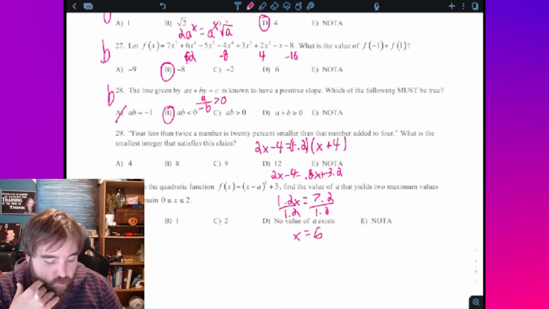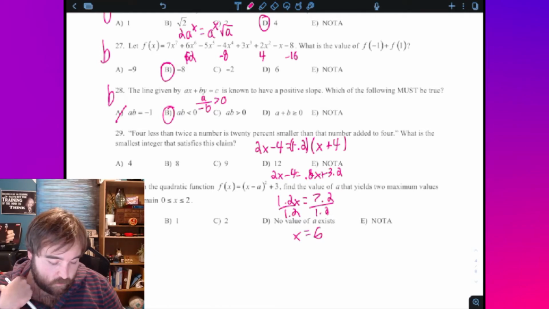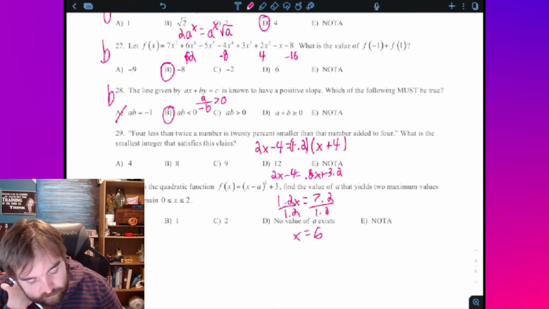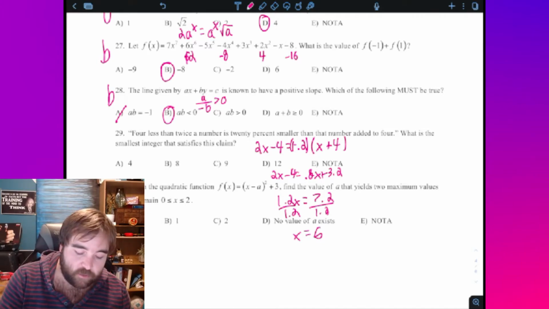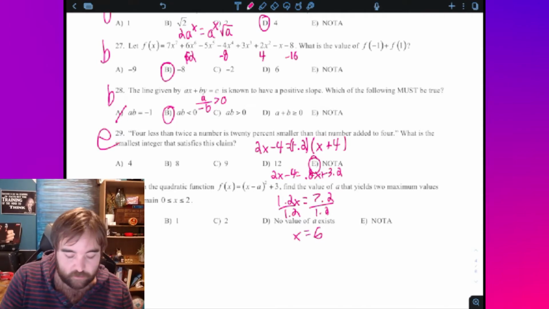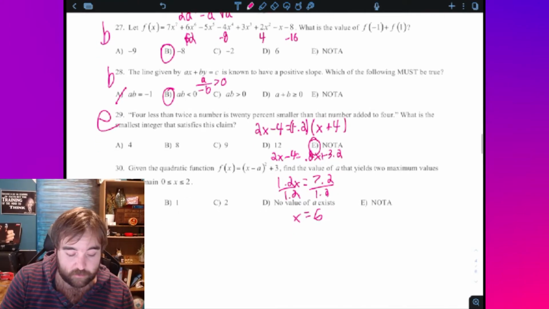What? That's why 6. 4 less than twice that number is 8. Is 20% smaller than 10. Jeez. 9. Is 12 the same? 4 less than twice the number is 20. No, that's not even smaller. 9. 4 less than twice the number is 14. No, it has to be none of the above unless I'm really misunderstanding things. That's a lot of e's.